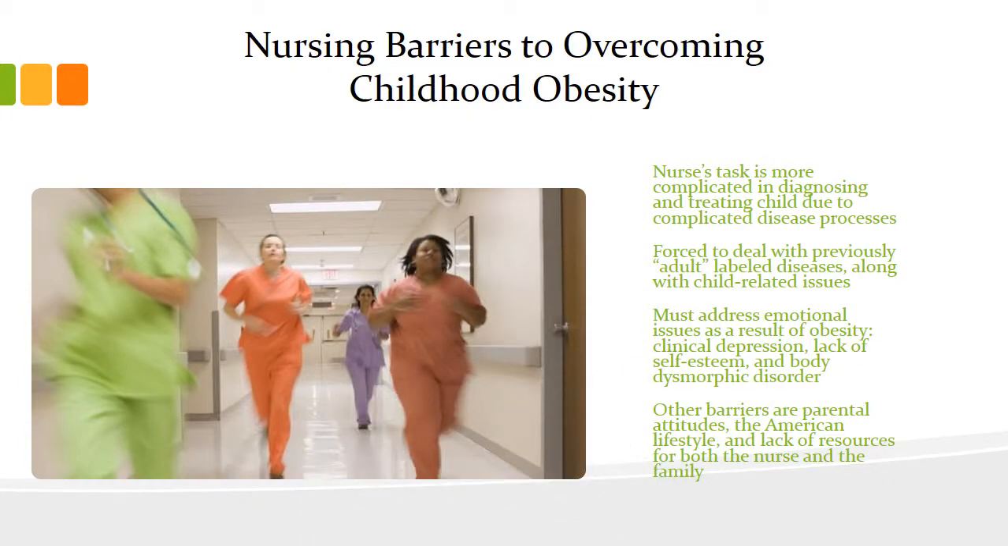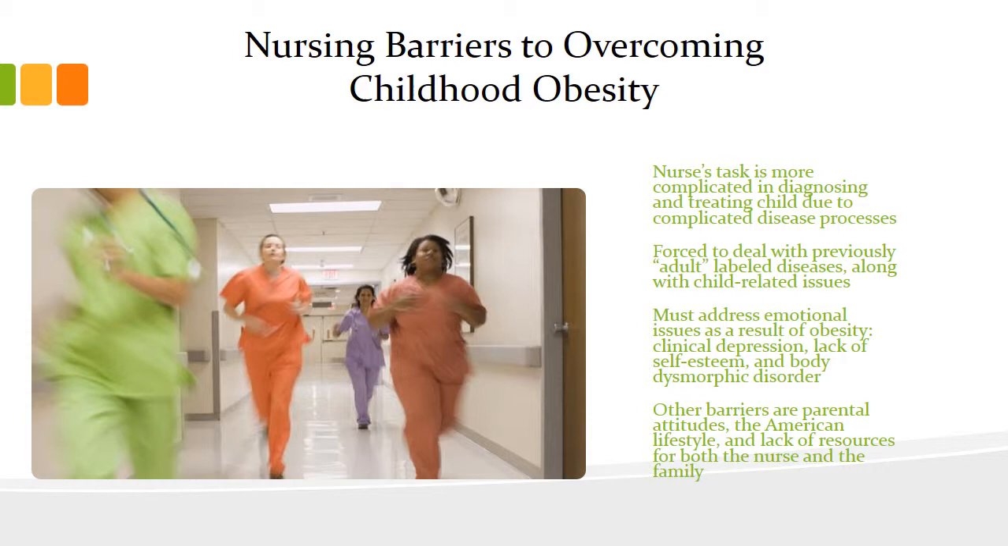Nurses must not only deal with the more complex inner workings of the child's growing body, which are markedly different from the adult, but also attempt to conquer these previously labeled adult diseases. In comparison to an obese child's peers, the overgrowth of the patient's body in proportion to its normal size is drastic, causing an emotional trauma that the nurse must also address.